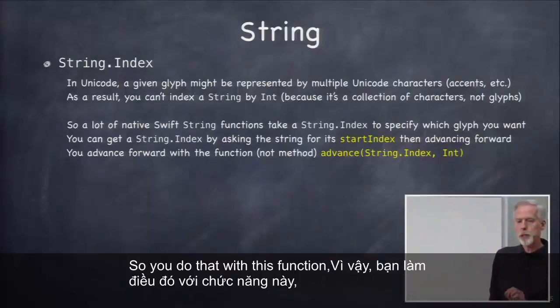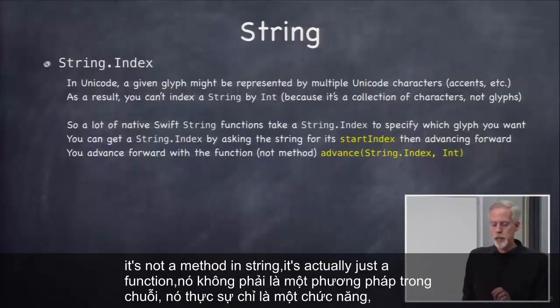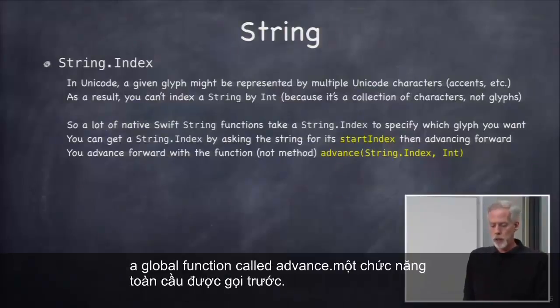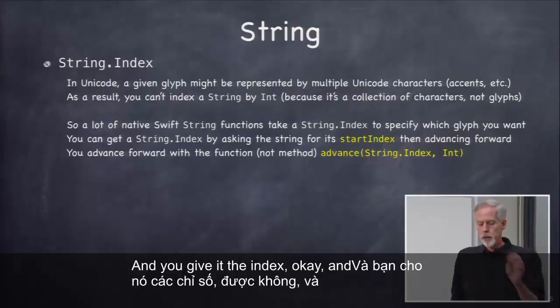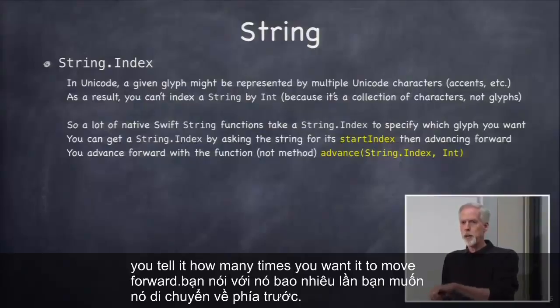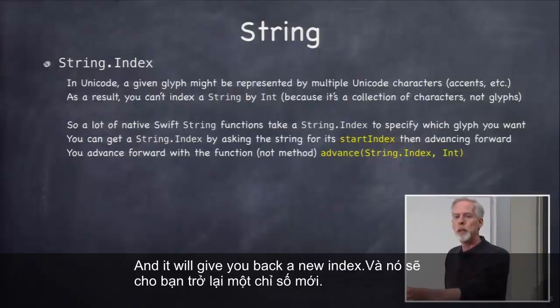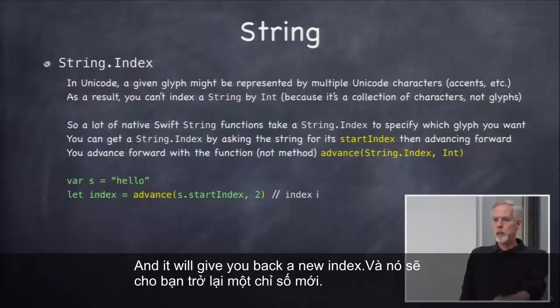So you do that with this function. It's not a method in string. It's actually just a global function called advance. And you give it the index, and you tell it how many times you want it to move forward, and it will give you back a new index.